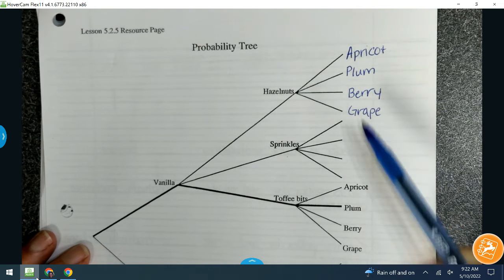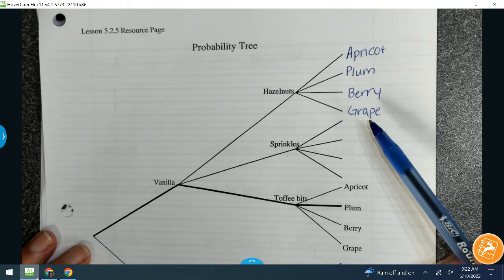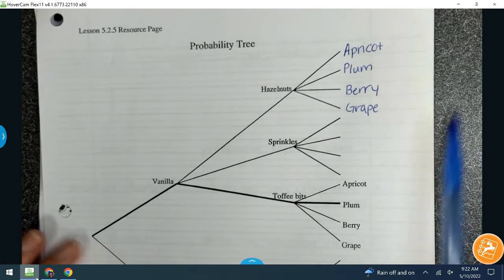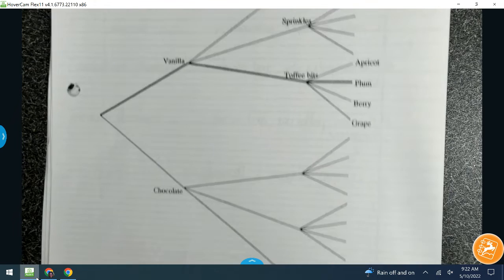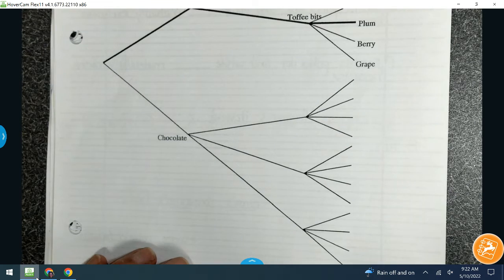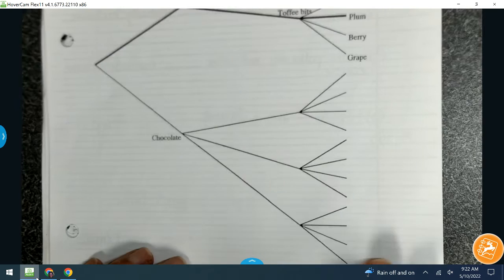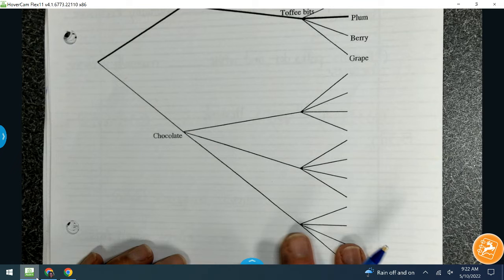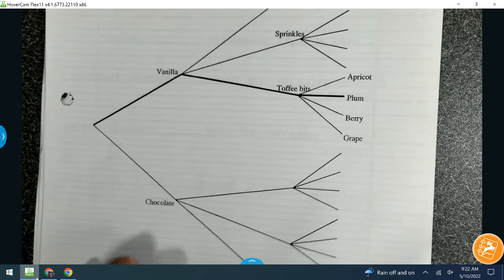Now, some things that students ask me, do they need to write the whole word? And my answer to that is yes. Also, make sure that as you go down here to chocolate, notice chocolate has even less on there. So make sure you're hitting all the points on there. Go ahead and pause the video now and finish filling out this probability tree.